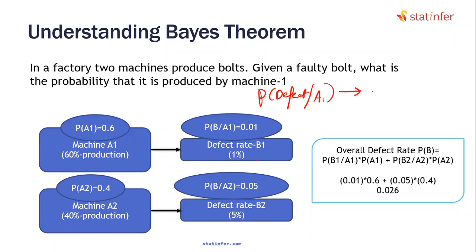Tell me how much is that? 1%. Probability of defect. This is also defect only. But given the prior information that the machine is A2, what is that? 5%. This is given. When you give some prior information, probability changes. That's how you write it like this.